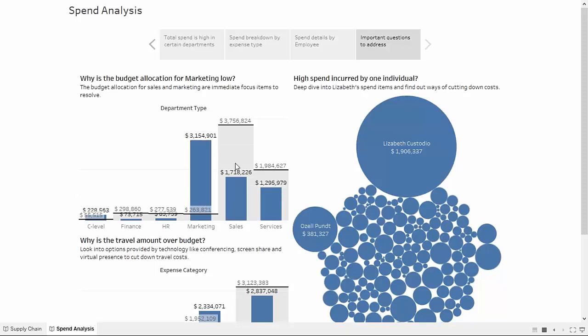Another insight that we get is the sales department, where the utilization is really low compared to what budget was allocated. Was there a case where sales team was using marketing team's budget or vice versa? Yes, there could be a case. That's why we see a huge disparity.